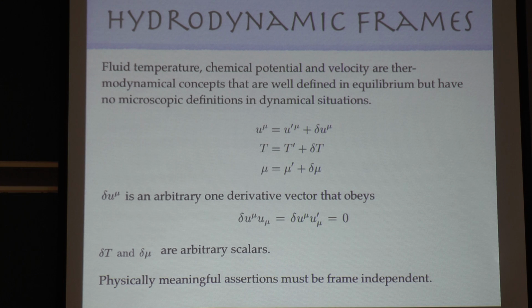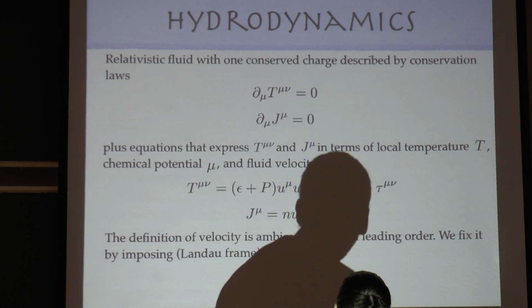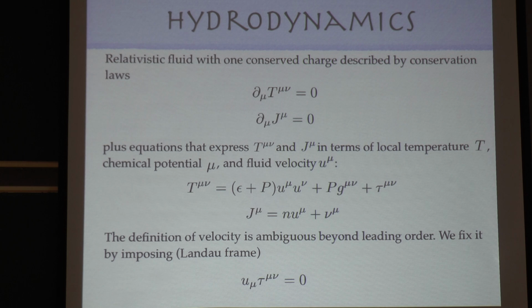And then there is some freedom in defining that. So we can add some correction to velocity that obeys this equation, because in relativistic theories u mu is equal to -1, and the same goes with temperature and chemical potentials. To get rid of that ambiguity, people usually choose some frame, like the Landau frame, which is this condition, which means that the observer is sort of flowing with the energy. Another conventional choice is the so-called Eckart frame, which means that the observer is flowing with matter.